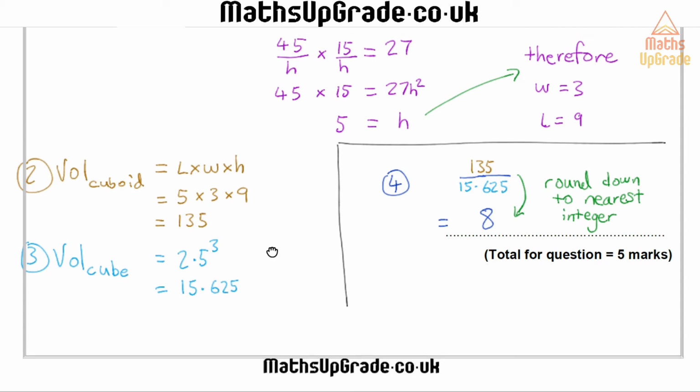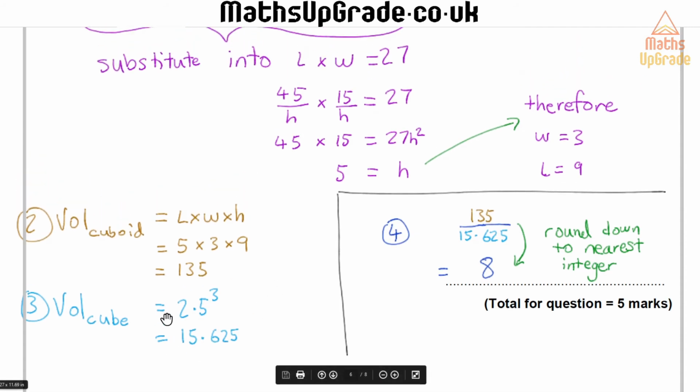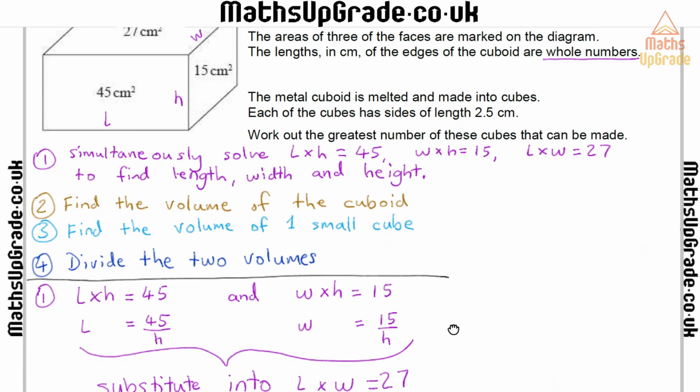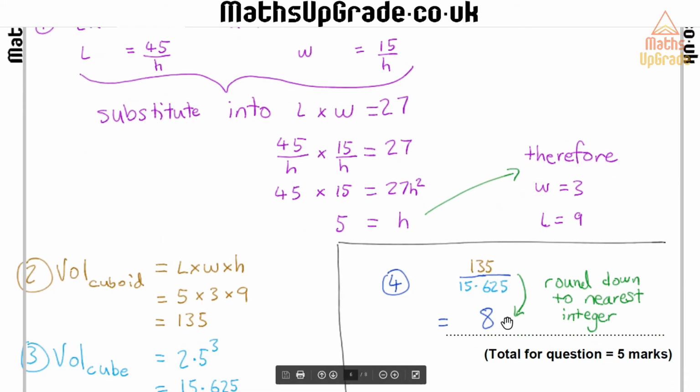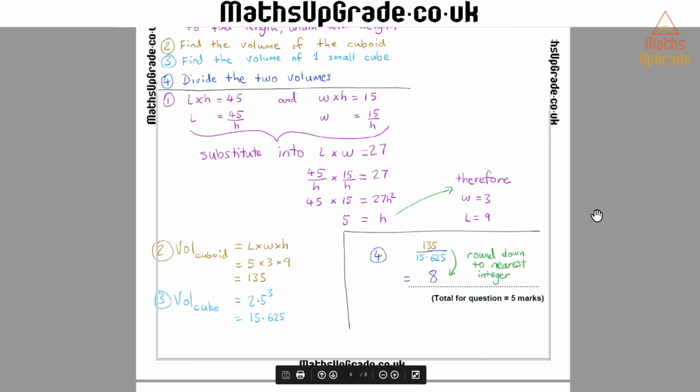The last part of this question is to see how many of these cubes I can create from this entire volume. So I'm simply dividing these two values and then rounding down to the nearest integer gives me 8. The reason I need to round down is because I need to work out the greatest number of cubes that can be made. Okay, so the answer there is 8 and the entire question there is 5 marks.